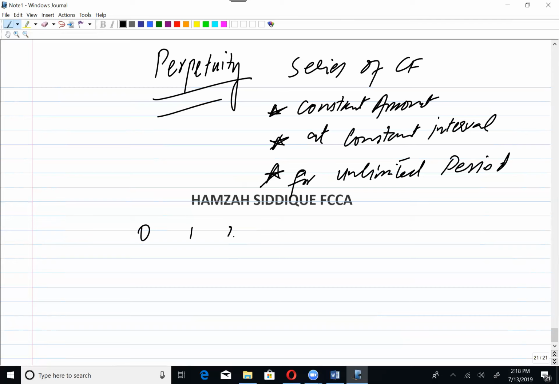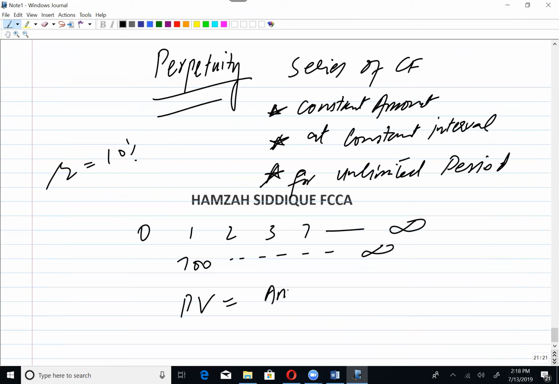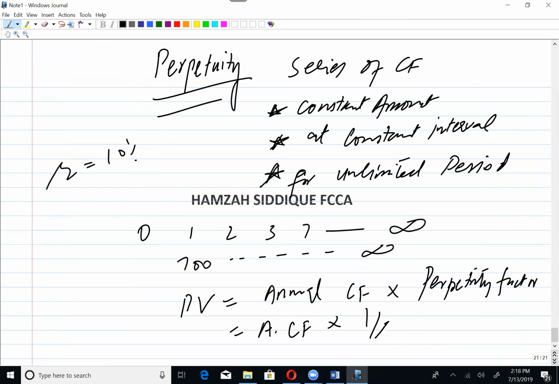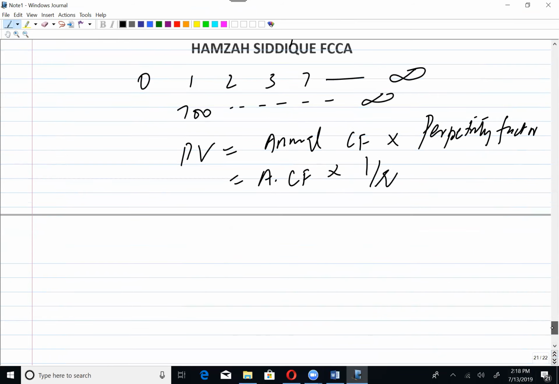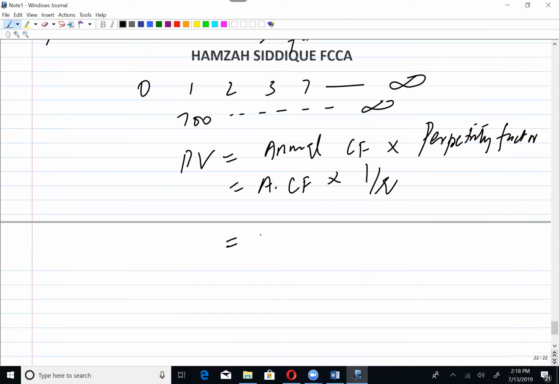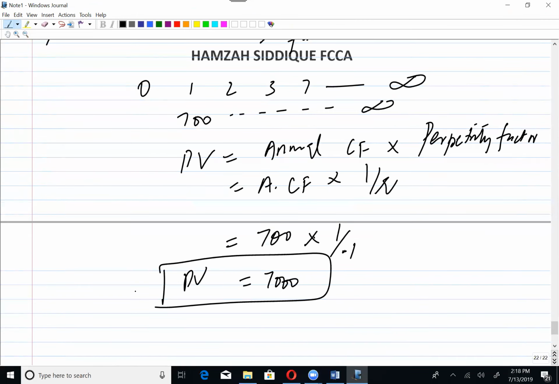Now, for an unlimited period of time, this is the difference. For example, they say you will be getting 700 from next year till infinity, an unlimited period of time. Rate of return is 10%. So what is the present value? That is equal to annual cash flow multiplied by perpetuity factor. So annual cash flow cross 1 over R is called the perpetuity factor. So annual cash flow 700, 1 over R, R is 0.1, so 7,000 present value. Note it down.